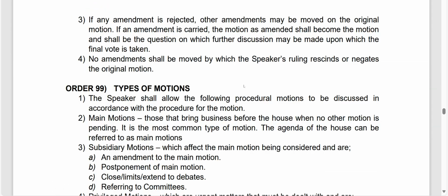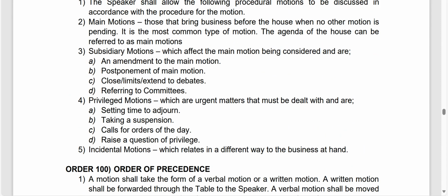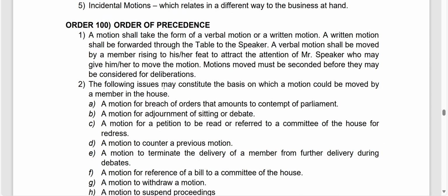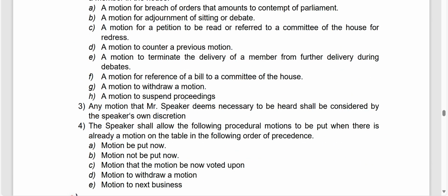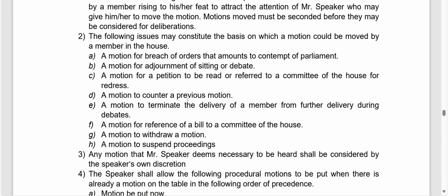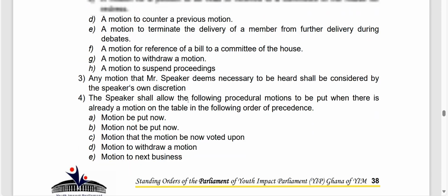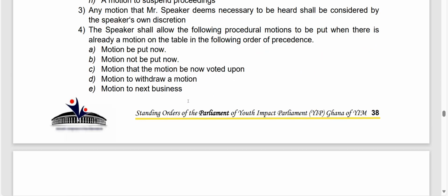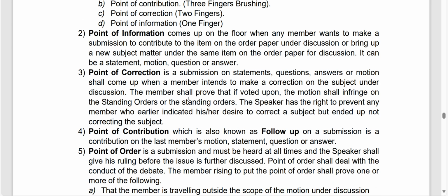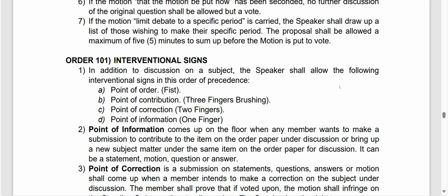Motions. So you know we have motions as well. You can amend a motion. We have main motions, subsidiary motions, privilege motions, incidental motions. And we have order of precedence for motions as well, and they are all here. So, Mr. Speaker, in order to know whether to grant, you can look at the order of precedence of motions as well.